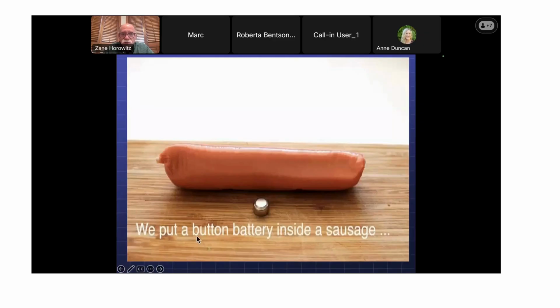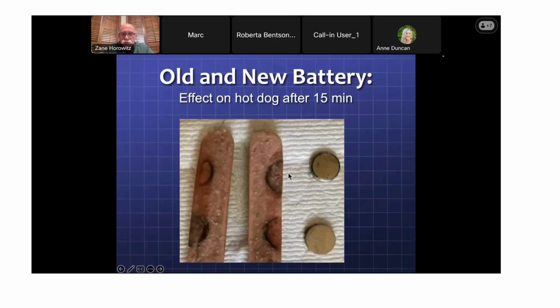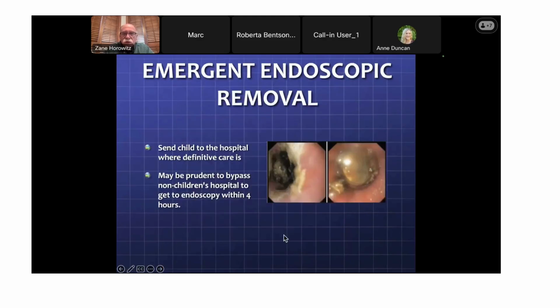So we put a button battery inside a hot dog, and this is new and old battery. They both burn, so even after they don't work anymore. This is after 15 minutes inside of a hot dog. This is presumptively what it's doing inside your esophagus. It's causing this burn right around the edge. It's not from leaking contents, it's from the electrical current that's generated. And emergent endoscopy removal is a critical, must be done as quickly as possible event, middle of the night event, if need be.